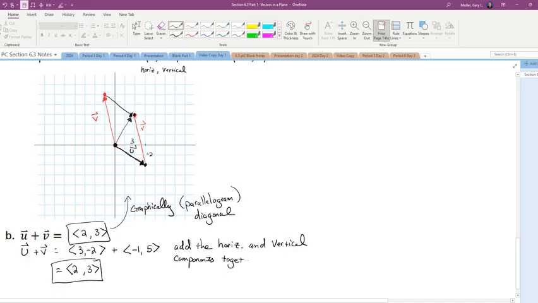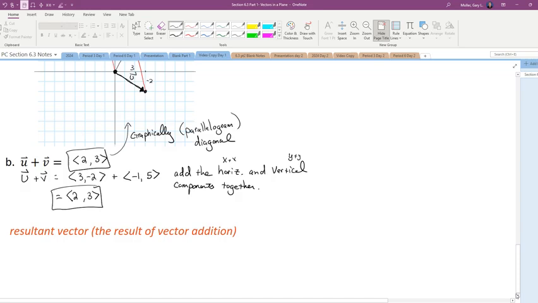And again, that could be misleading. I'm not saying add the x and the y. I'm saying add the x's and add the y's. The x plus x and the y plus the y. All right. And this is what's known, again, as the resultant vector.